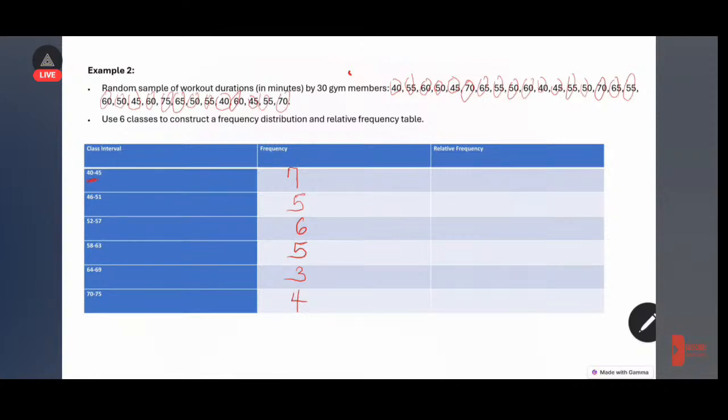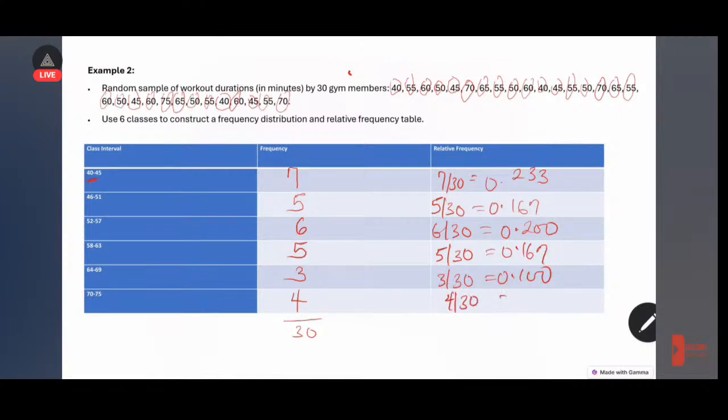So for the relative frequency, using the same method, if you find the sum of these, the sum should be 30. And for the relative frequency, we have 7 over 30. This gives 0.233. 5 over 30, which is 0.167. 6 over 30, 0.200. 5 over 30, 0.167. 3 over 30, 0.100. 4 over 30, 0.133. So this is what we have as the relative frequency. If you sum this up, it's going to be 1. So this is for grouped data.